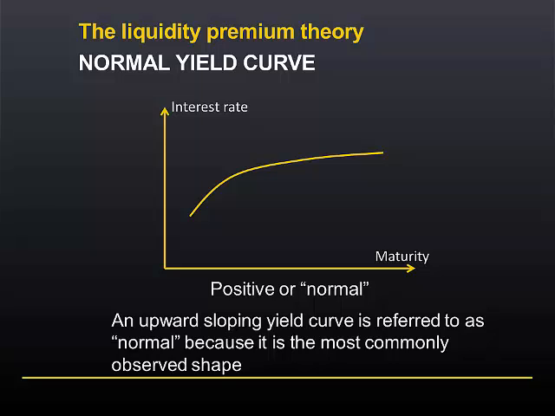Why is an upward sloping yield curve considered normal? Is it reasonable to believe that most of the time investors expect interest rates to rise in the future? Logically, the answer is probably not.